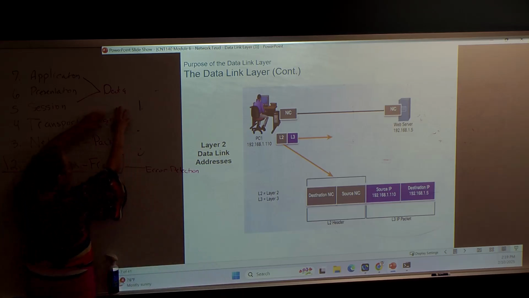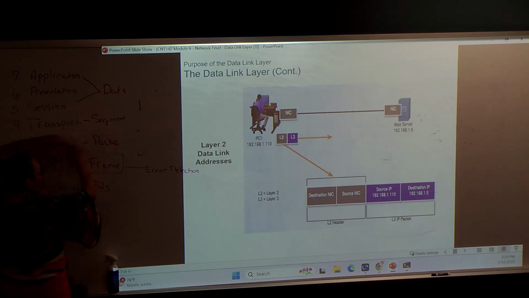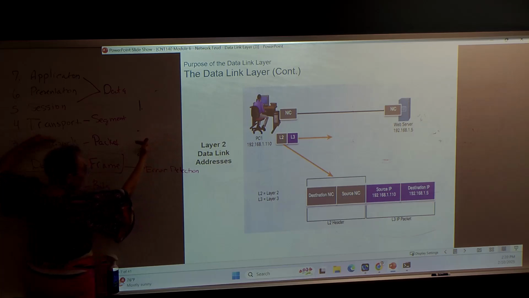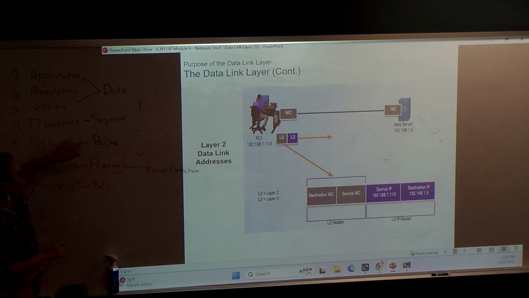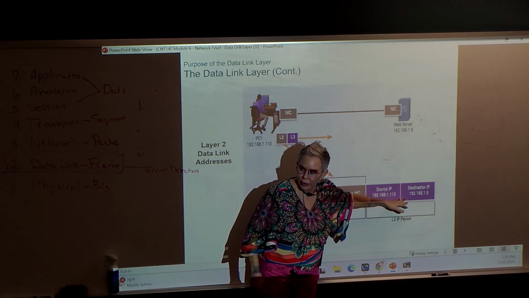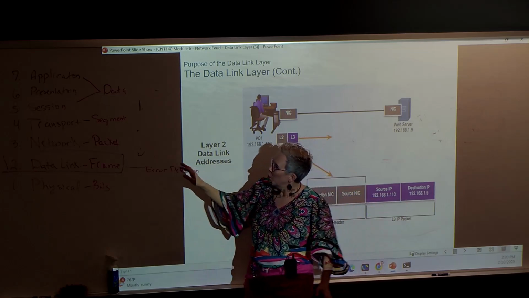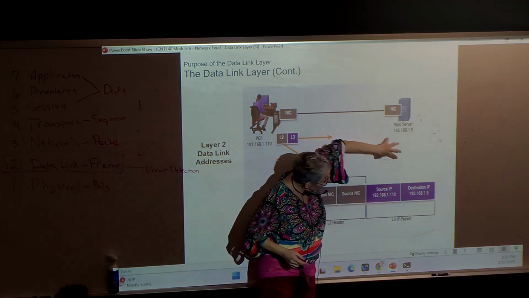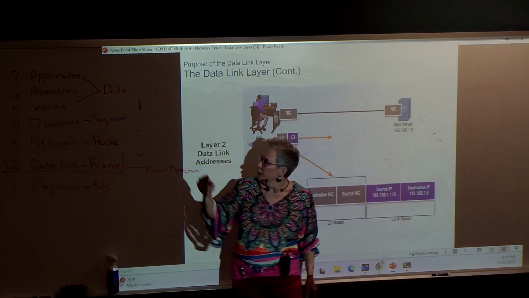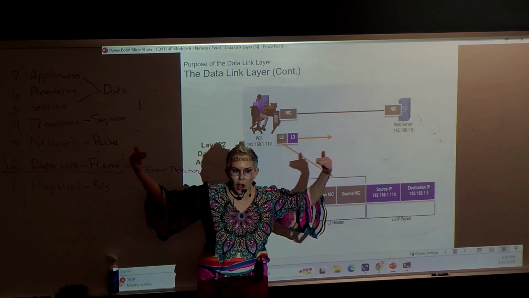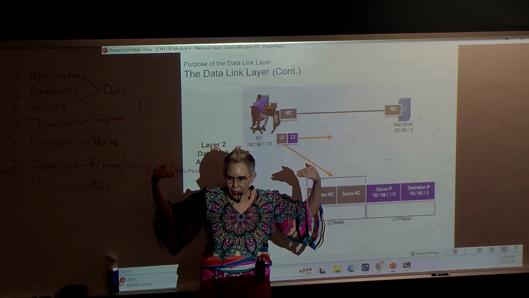the segment gets pushed down to layer 3, the network layer. It gets wrapped up. What is that process called? Encapsulation. It picks up the source and destination IP address. And what is it called now? A packet. So now the packet gets pushed down and it gets wrapped up in a process called, everybody, encapsulation.